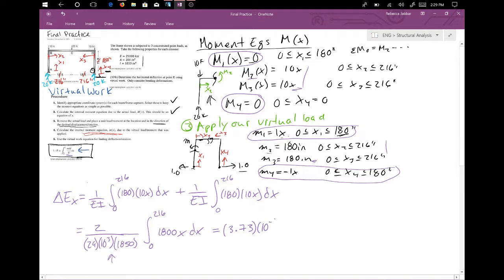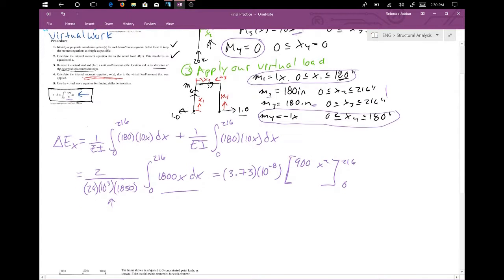times 10 to the -8th. Very pretty. All right, and then we'll integrate this buddy. So we get 1800 x squared all over 2. These guys can simplify to 900, and then our bounds are from 216 to 0.